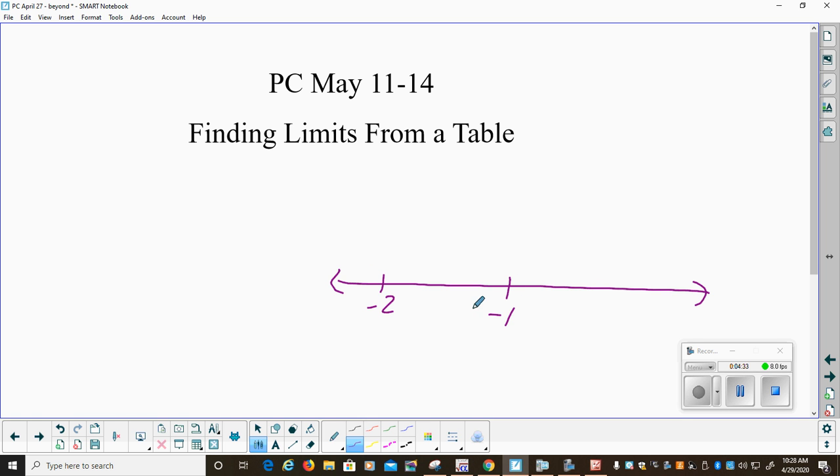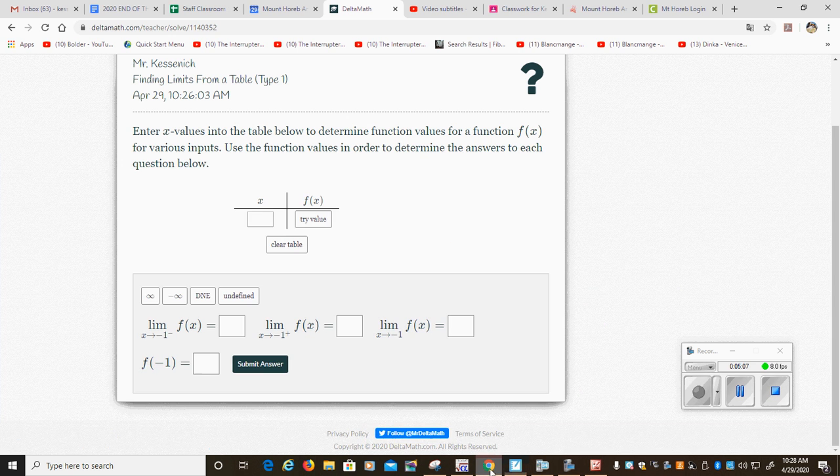So -2, 0. As you're approaching from the left, your numbers would be like -1.1, -1.01, -1.000001, and so on. It's as you approach -1 from the left side. As you approach from the right side, about -0.9, -0.99, -0.999, and so on. Okay, so going over to Delta Math, entering those values.